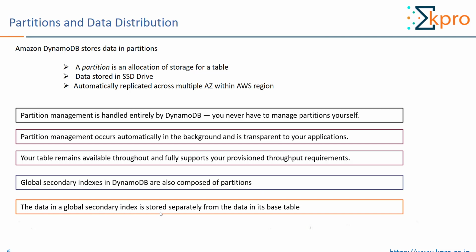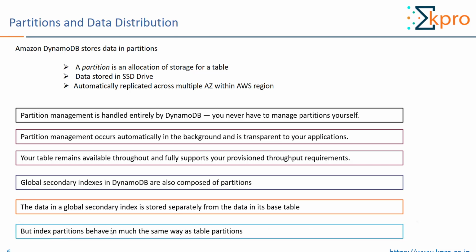The data in the global secondary index is stored separately from the data in its base table. Similar to when you create an index on any RDBMS table, that whole column is stored separately apart from your base table, and the index is available as a separate segment. So whenever you do an insert or update on a column that is part of the index, the insert or update also happens on the index segment. These last two points are very similar to RDBMS index behavior, but the index partition behaves in the same way as a table partition.